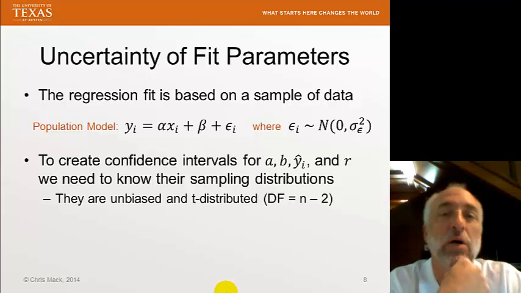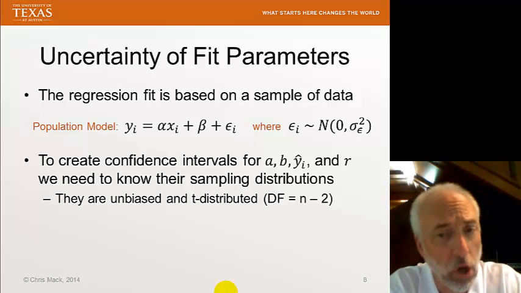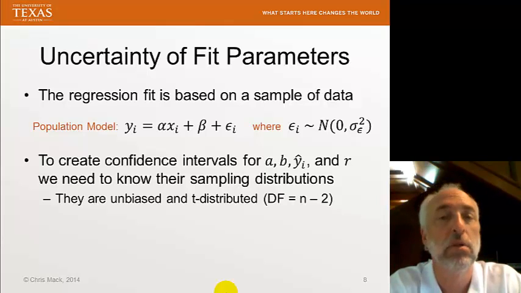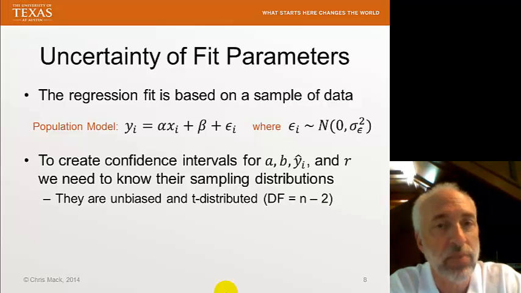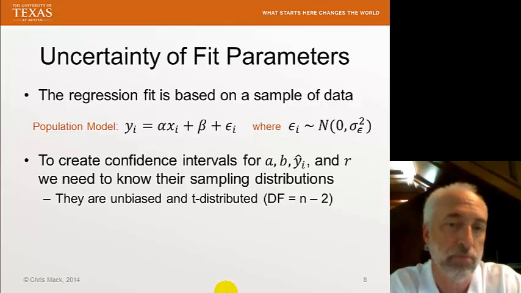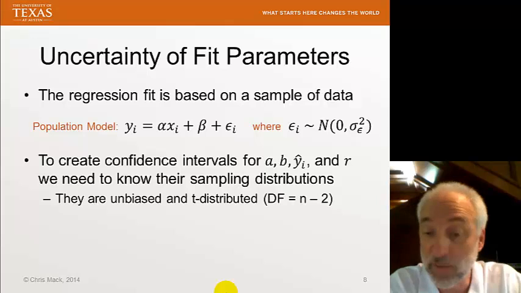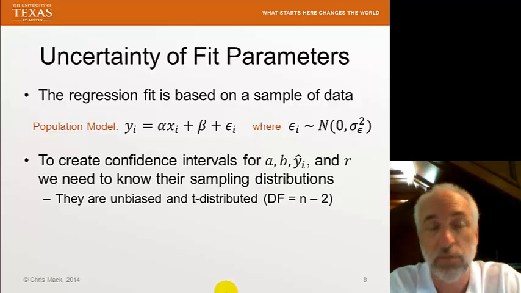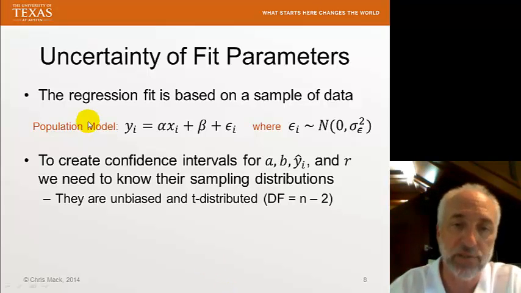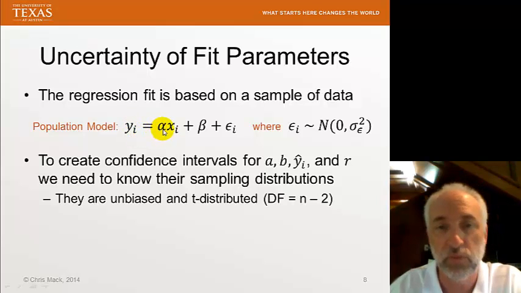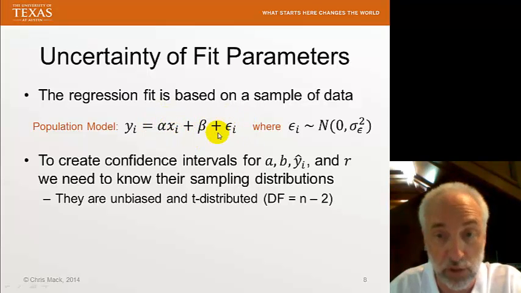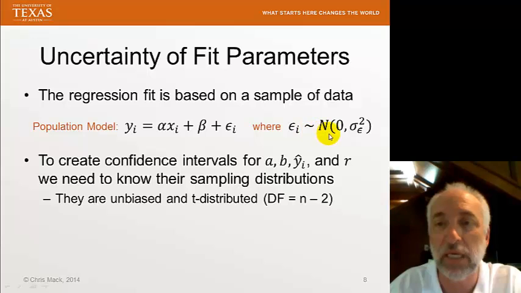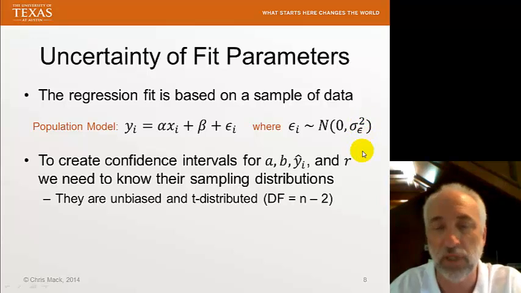When we think about any statistic, we should always be thinking about how we can describe the uncertainty of that statistic. That's because we do everything based on samples, not based on the entire population. Our population model says yi equals alpha plus beta xi, plus a residual, where we model our residuals as normally distributed with a mean of 0 and a variance of sigma sub epsilon squared.